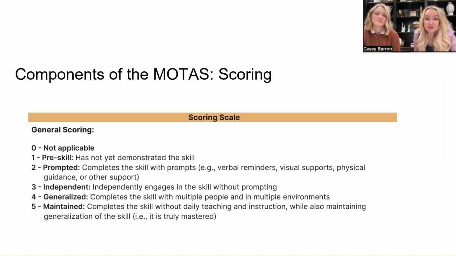Okay, so here are the components of the scoring. We wanted to make this really simple. It's a 0 to 5 scoring throughout the entire assessment. Nothing changes, so you can just plan on this the whole time. 0 means it's not applicable. 1 is a pre-skill. 2 is prompted. 3 is independent. 4 is generalized, and 5 is maintained. Because we wanted to make sure that every goal that was in here was worth maintaining. We wanted to make sure that it was something so valuable that we could come back and check and make sure that later this is something that's being utilized in their day-to-day lives.